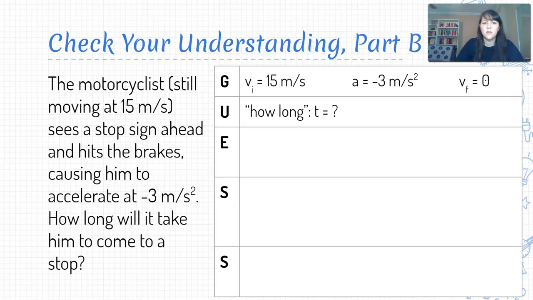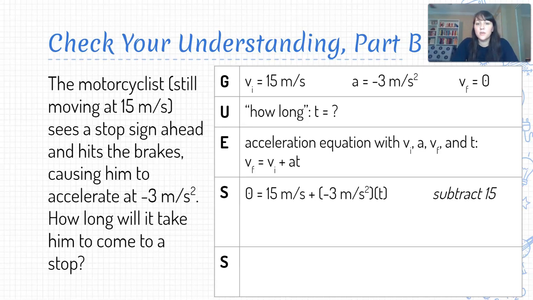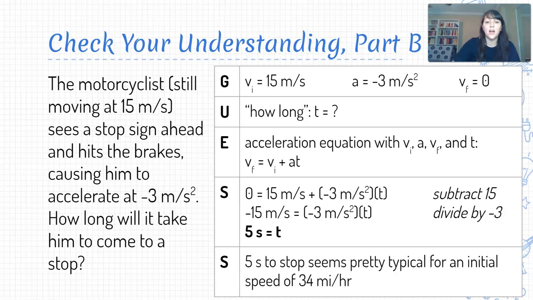It's asking how long it's going to take for him to come to a stop, so I am solving for time. So now I'm looking for an equation that has initial velocity, acceleration, final velocity, and time. The one equation that has all of those is that final velocity equals initial velocity plus acceleration times time. Now I just plug everything in and do a little algebra to rearrange. Going in reverse PEMDAS order, I'm going to subtract my 15 meters per second first, and then divide both sides by -3 in order to undo that multiplication. This gives me a stopping time of 5 seconds.